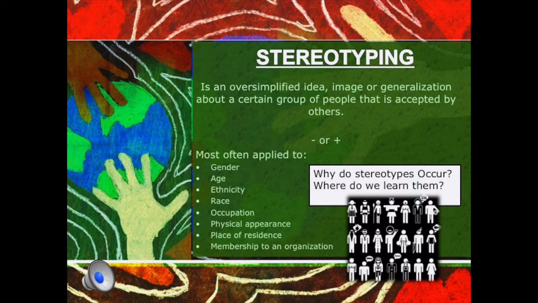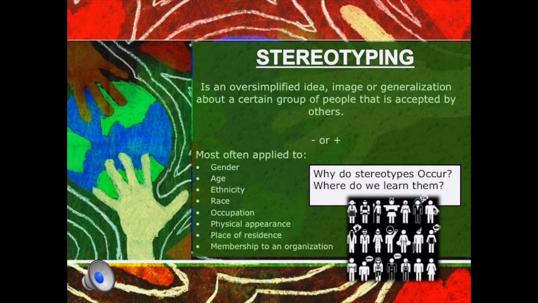Stereotypes can occur with different ethnicities, groups, social classes, religious groups, and opposite sexes. It can be seen in lower class people, men and women, and they're most often applied to gender, age, ethnicity, race, occupation, physical appearance, place of residence, and membership to an organization.